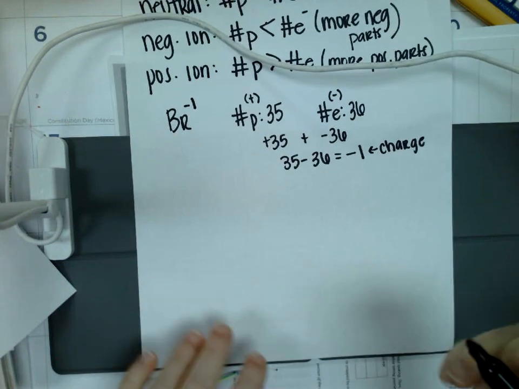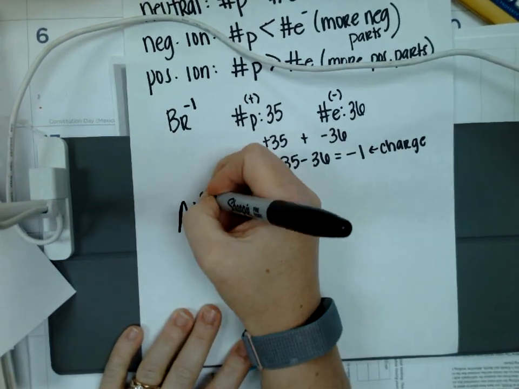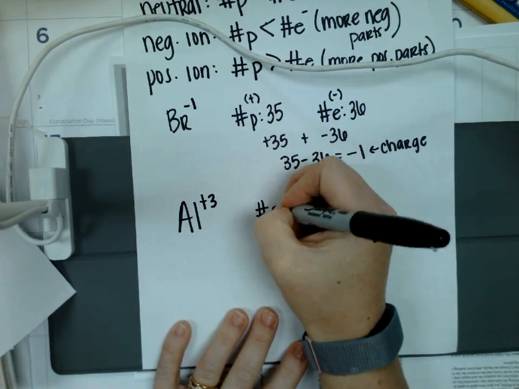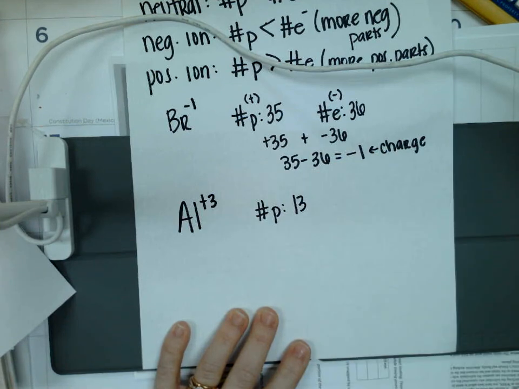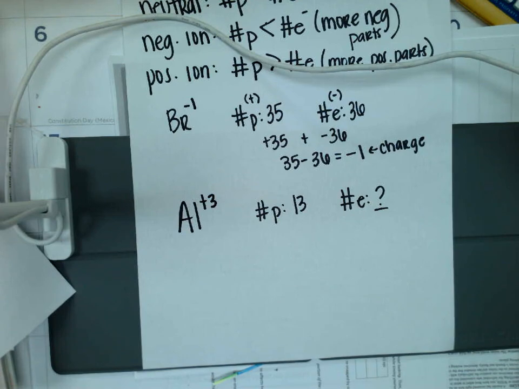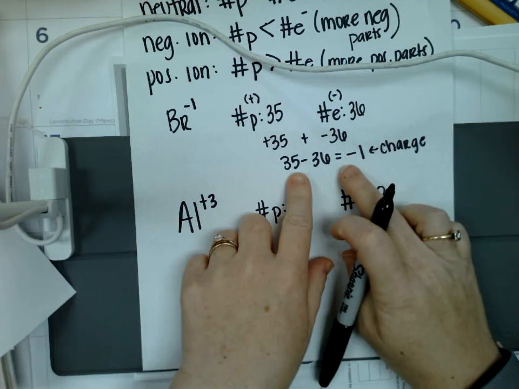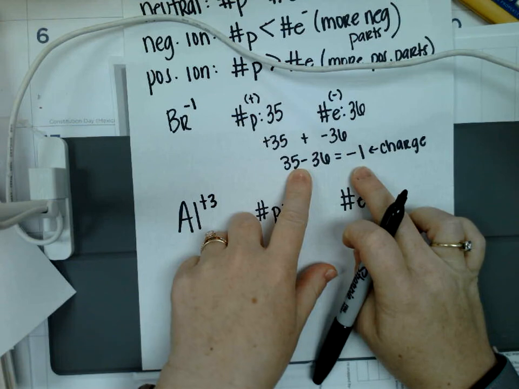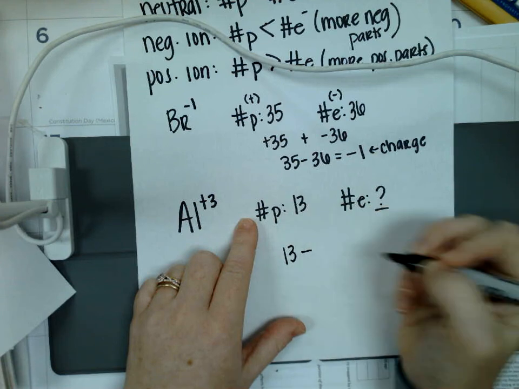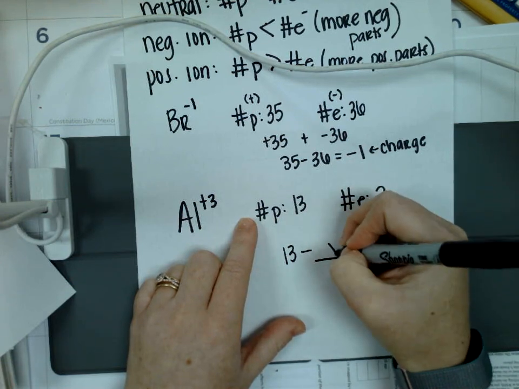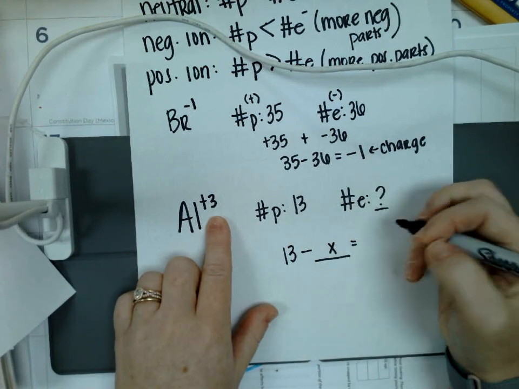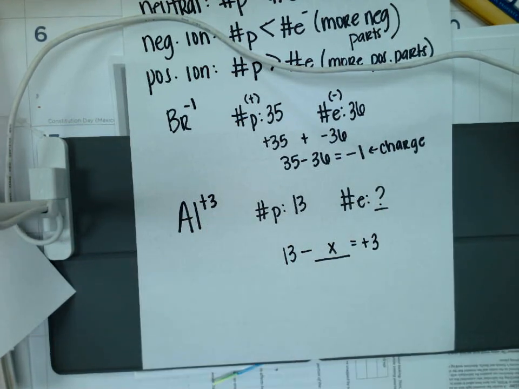Okay. Now, what if I give you the element symbol with a charge, and then you have to figure out how many electrons? So we can figure out the number of protons from the periodic table, which is 13, and we don't know the number of electrons. That's what we need to figure out. So what we can do is take this math problem that we just set up and calculate it for something else. So we've got our protons, which is 13. We don't know our electrons, so we're going to plug in an X there for basic algebra. We know what our charge was, which is what we should be equal to, and that was plus 3.